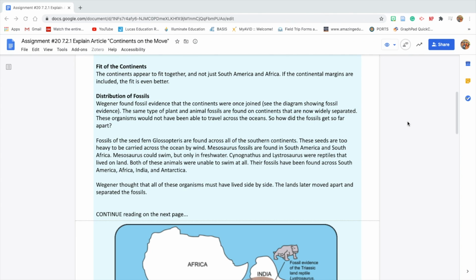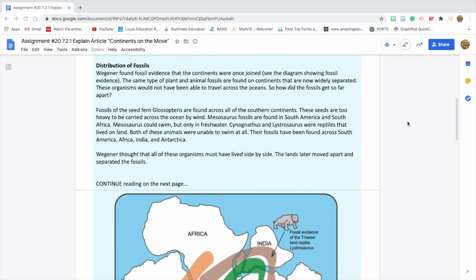Fit of the continents. The continents appear to fit together, and not just South America and Africa. If the continental margins are included, the fit is even better. Distribution of fossils. Wegener found fossil evidence that the continents were once joined. See the diagram showing fossil evidence.